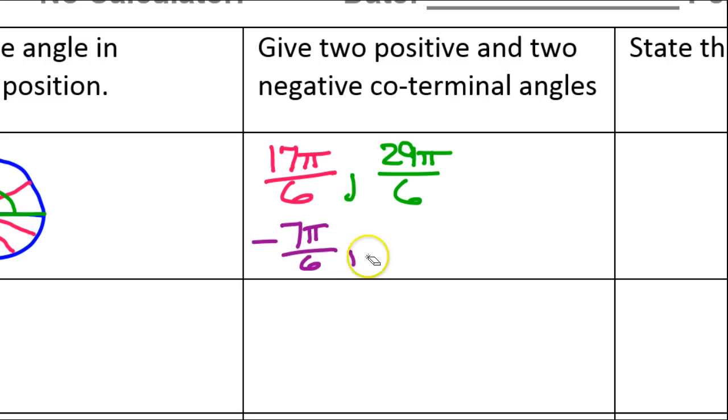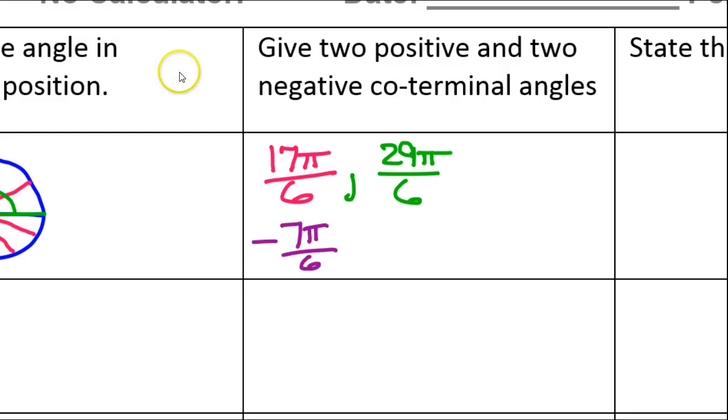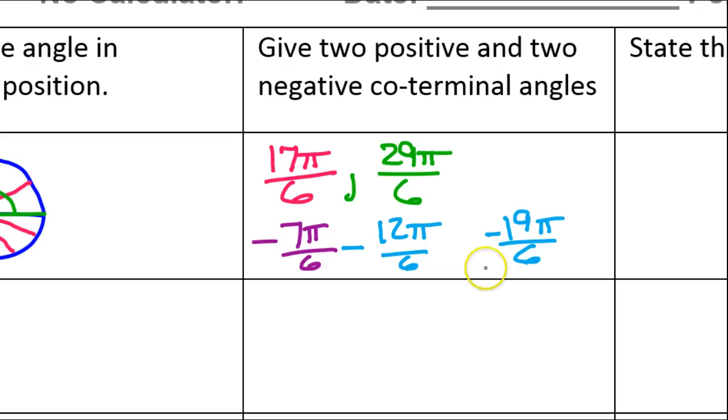Now for another negative coterminal angle, I could subtract again another 2 pi, or another 12 pi over 6. This is going to make negative 19. Negative 7 and negative 12 make negative 19 pi over 6. So this would be another negative coterminal angle.